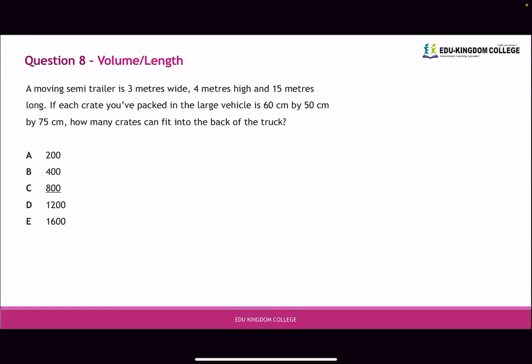Question 8. A moving semi-trailer is 3 meters wide, 4 meters high, 15 meters long. So we just want to see how many times each of these values can go into these. Sometimes just trying to measure the volume and then how many times one volume goes into another volume can be incorrect. Sometimes it's not a perfect fit. I don't exactly have the time to explain that in a bunch of detail, but sometimes volume going into a volume is not realistic, and so we want to see how many times each corresponding length, width, or height goes into the total width, height, or length. So let's match them up.